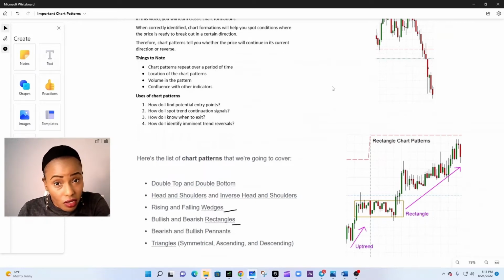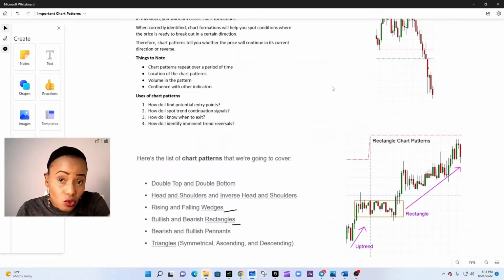Confluence is also very important as a trader. You know you have other indicators. For many technical traders, they use other indicators such as Bollinger Bands, moving averages, or even RSI. So make sure that whatever chart pattern you have identified in the market structure still complies with the confluence with the other indicators.